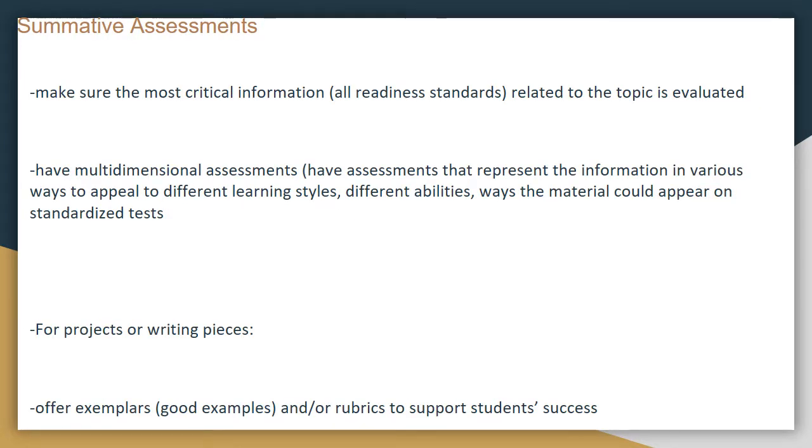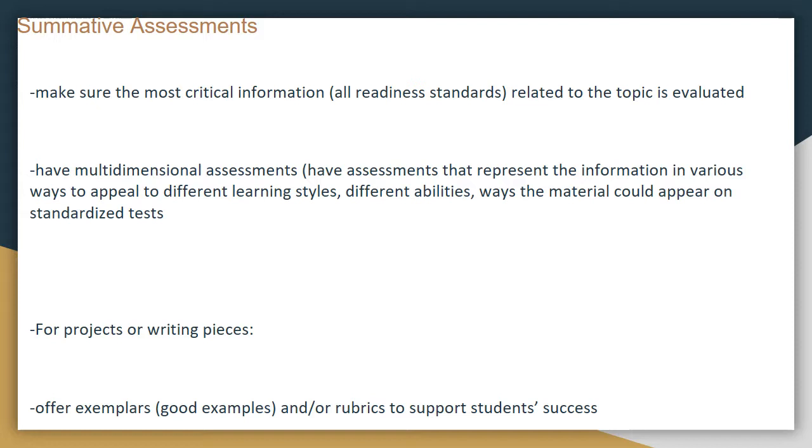When you create summative assessments at the end of the lesson cycle, at the end of your lesson, it's essential that what you're evaluating students on is the most critical information. So in Texas, this would be the readiness standards for the TEKS, or it would be the most important information that students would need to be successful in the next grade level or in their future lives.